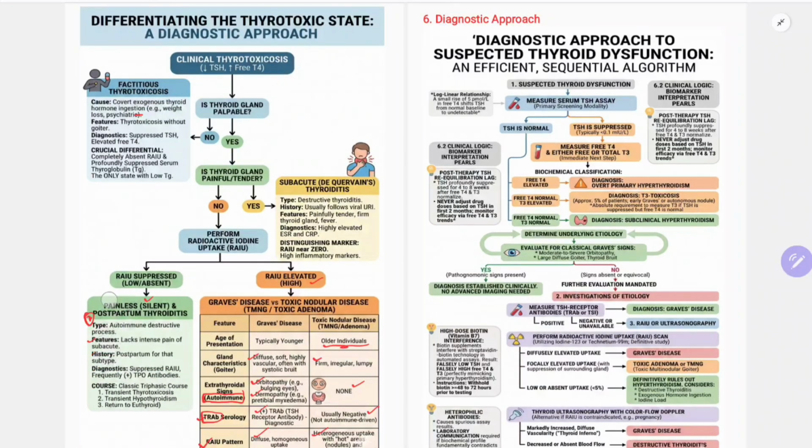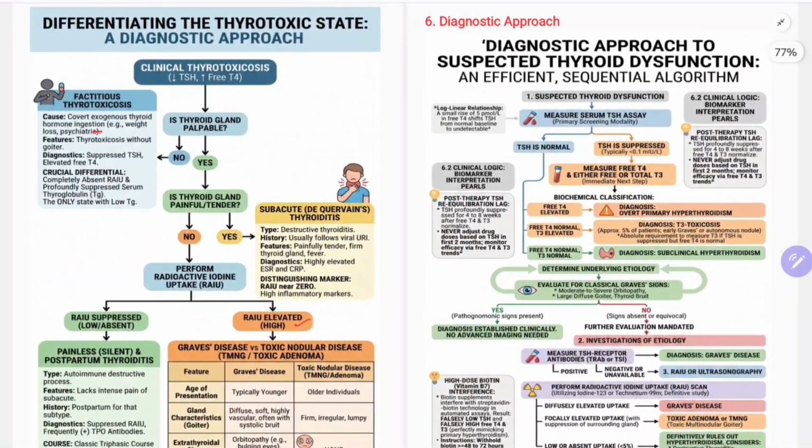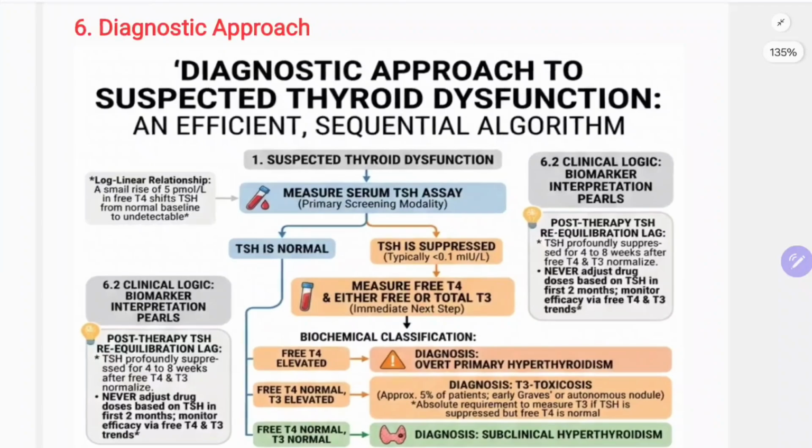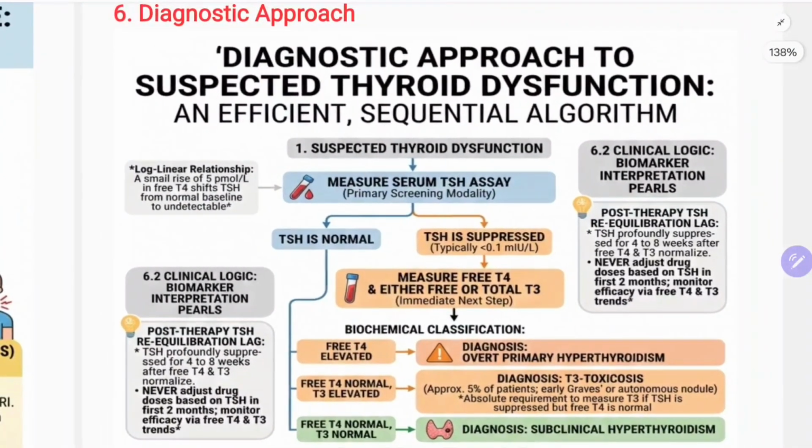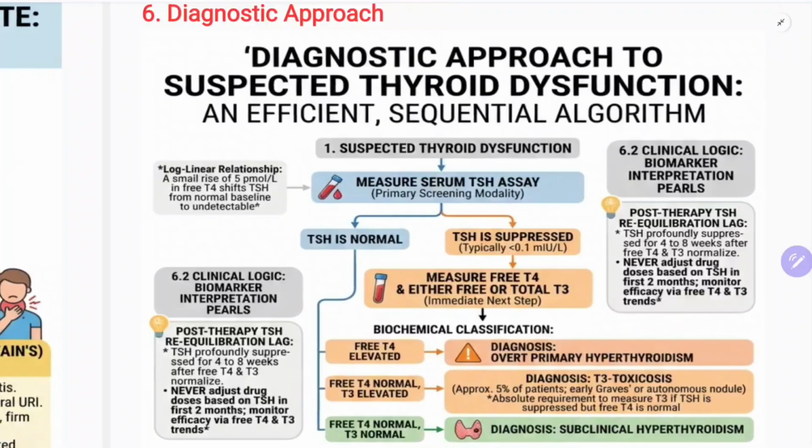Then we evaluate for the different types of causes of thyrotoxicosis. So this is the diagnostic approach now, meaning a detailed chart. Okay, a detailed chart now. Diagnostic approach to suspected thyroid dysfunction, a sequential algorithm.